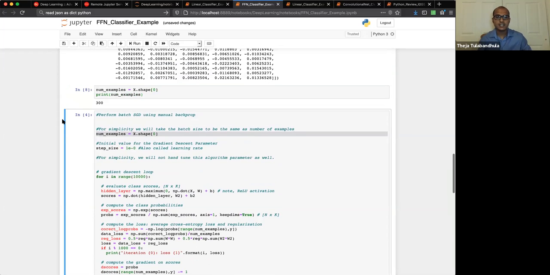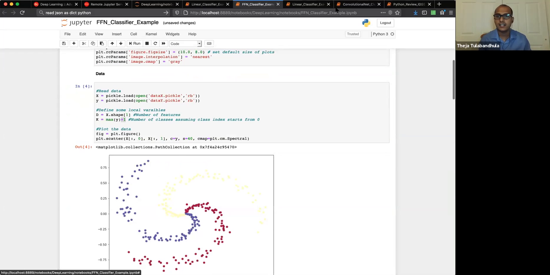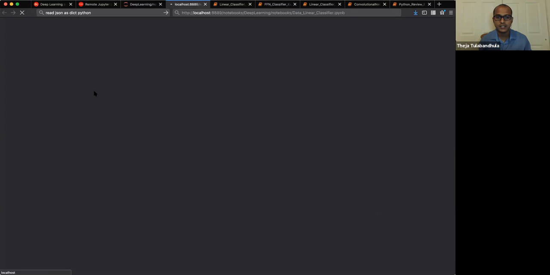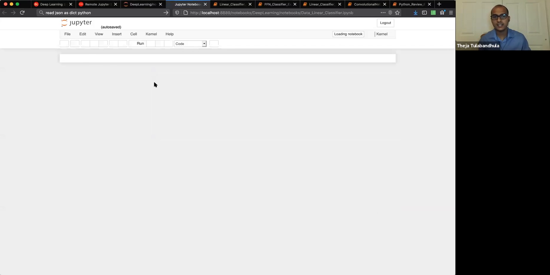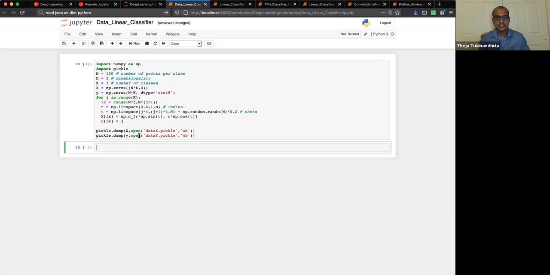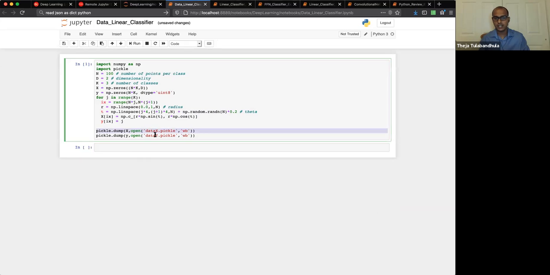Yes, somebody asked where's the data file. If you don't have the data file, just open the other notebook. In this notebook, you will see a data linear classifier. It just shows you how the data was generated. It's not really critical, but it is a deterministic data generation process with some noise added. If you run this, it's just one cell, and the data gets dumped into the current directory. You can change this data. You can actually create 3 classes, 4 classes, and so on.